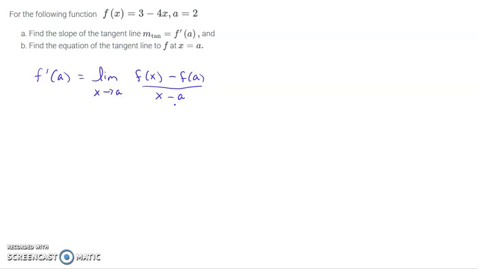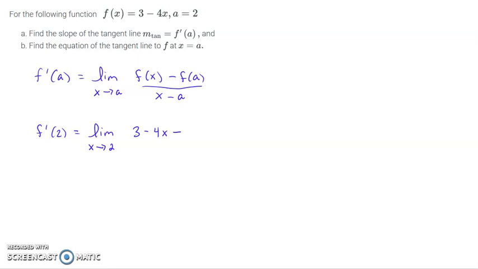So let's go ahead and plug in the components that we know. We're going to be looking at an a value of 2, so we want to be calculating f prime of 2. And when you rewrite this, make sure that you keep your limit notation. X is coming towards 2 in this case. We're going to replace this f of x function with our function itself, which in this case is 3 minus 4x, and we need to subtract out f of a.